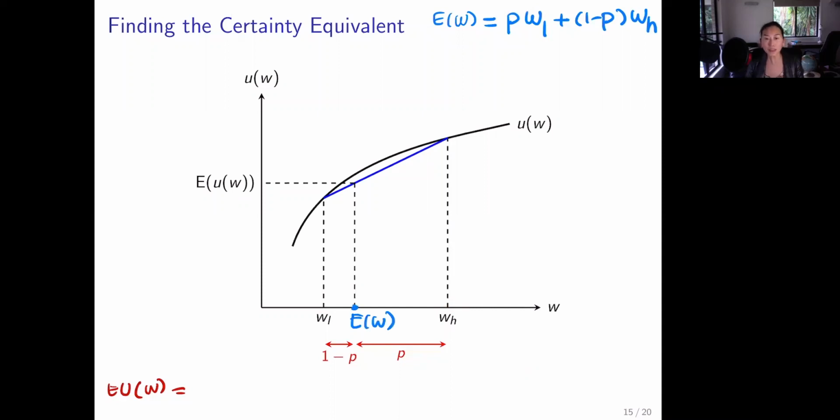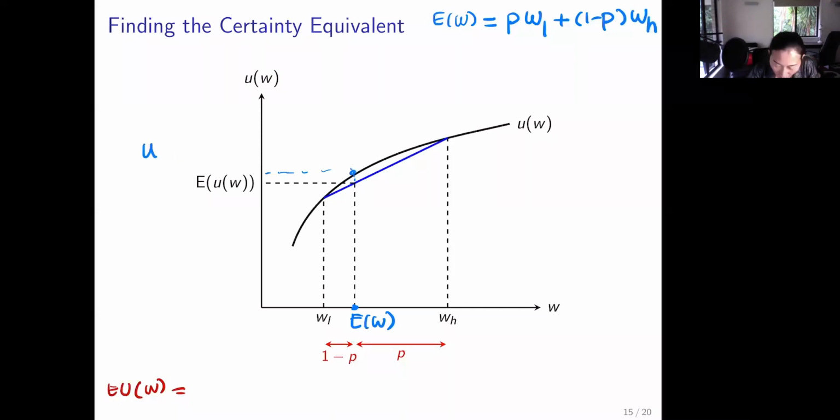Okay. Now with this EW, if I go up to here, what is this value? If I give you somewhere in between the WL and the WH, that is the utility value of my expected wealth. Okay, so I'm going to put it up here. It is a utility.